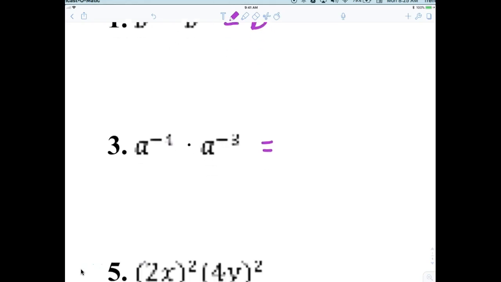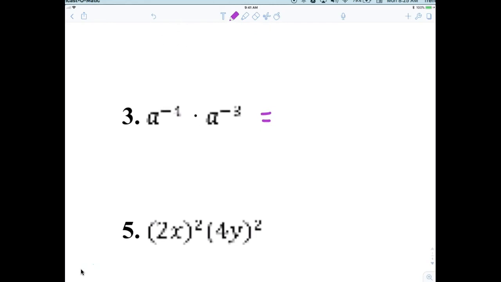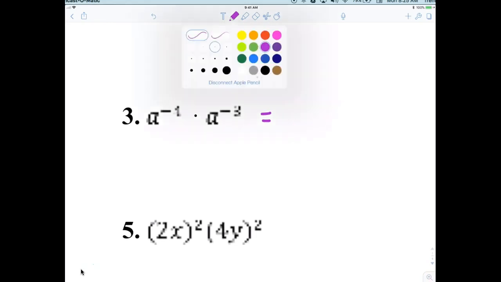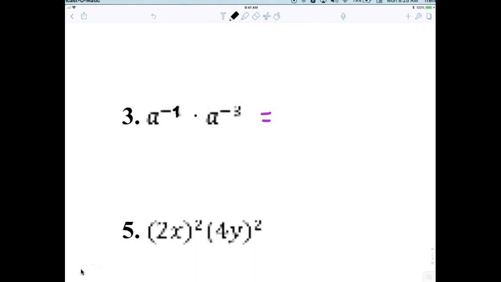Now on number 3, let's make sure you see this. This is a, what do you think that is, guys? I think it's a -1. If you think it's something different, that's okay. It's -1 and -3, so that means it's a to the -4, right? Now remember, with negative exponents, you have to move them. Is that agreed? So this is the same as 1 over a to the 4th. Anybody have any issues with that?